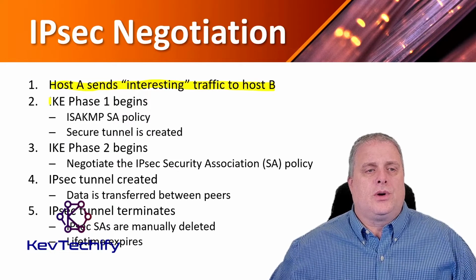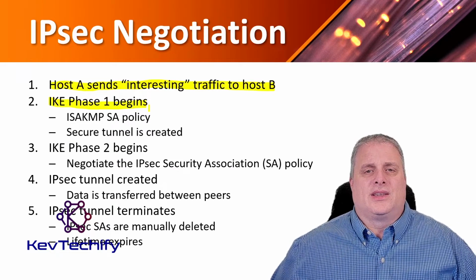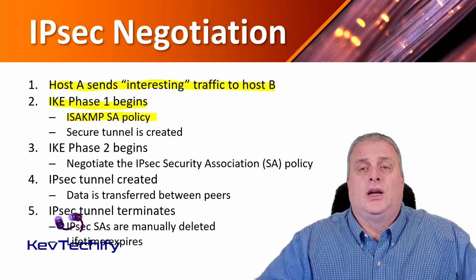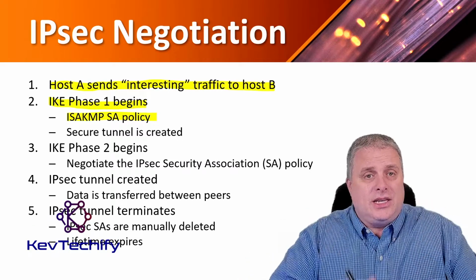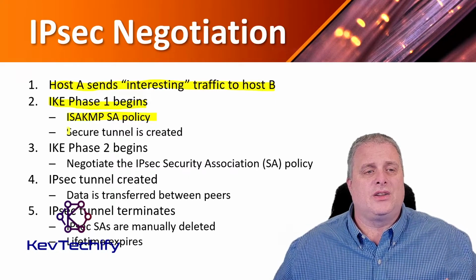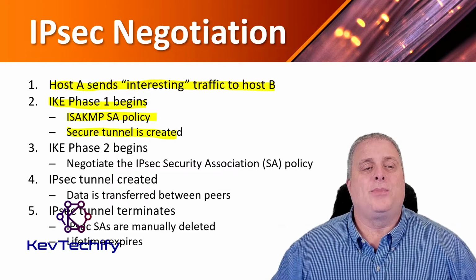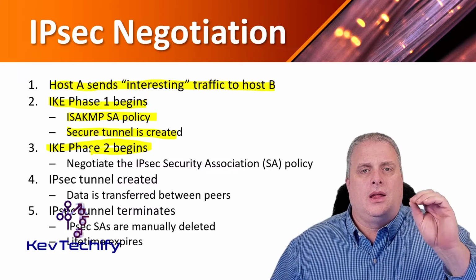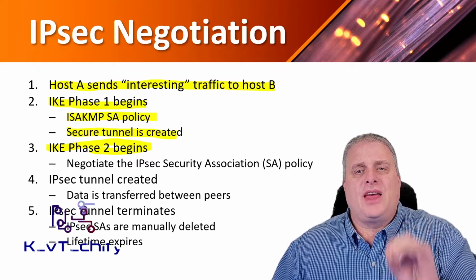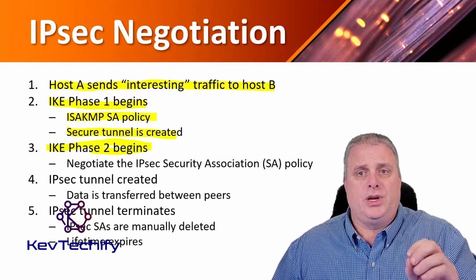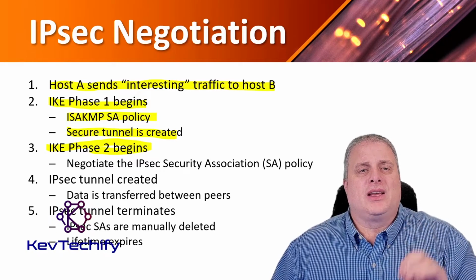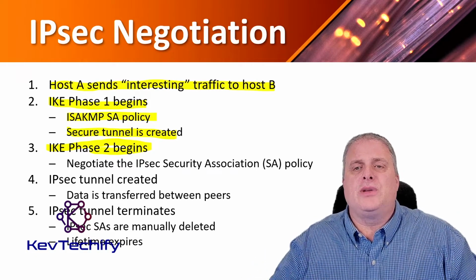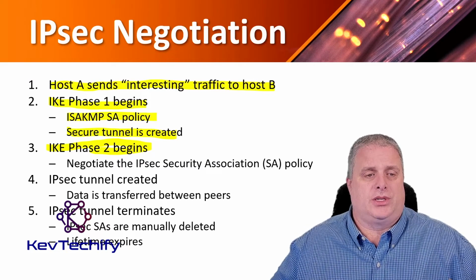Step 2, this is where IKE Phase 1 begins. The peers negotiate the ISAKMP Security Association policy. When the peers agree on the policy and are authenticated, a secure tunnel is created. Step 3, IKE Phase 2 begins. The IPsec peers use the authenticated secure tunnel from Step 2 to negotiate the IPsec Security Association policy. The negotiation of the shared policy determines how the IPsec tunnel is established.